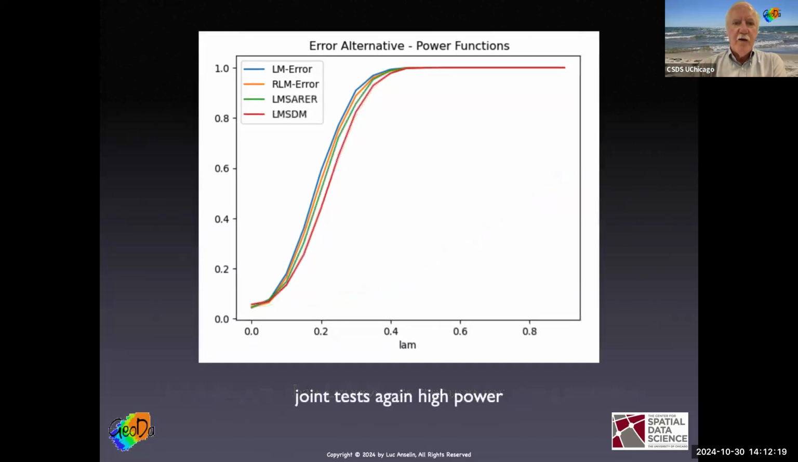And then finally, the joint tests, same problem. Doesn't help. They all have high power. So the joint tests are not actually that useful in this context, unlike what you may read in some papers. It doesn't work very well. They all have very good power, but you don't know which one it is. It could be lag, it could be error, it could be both, right?